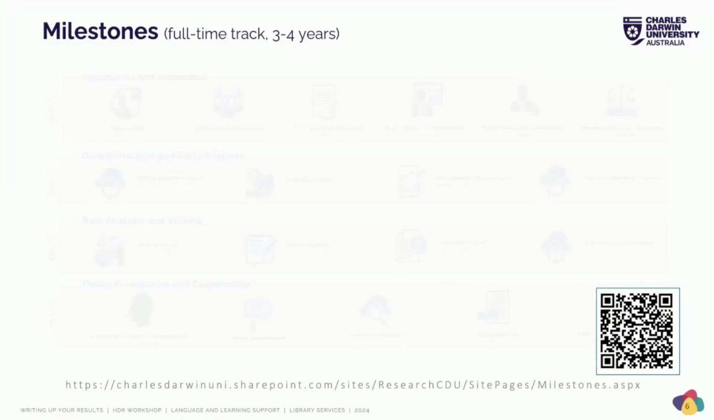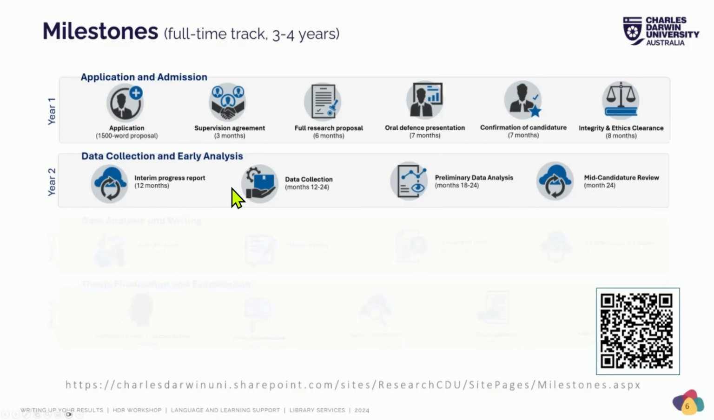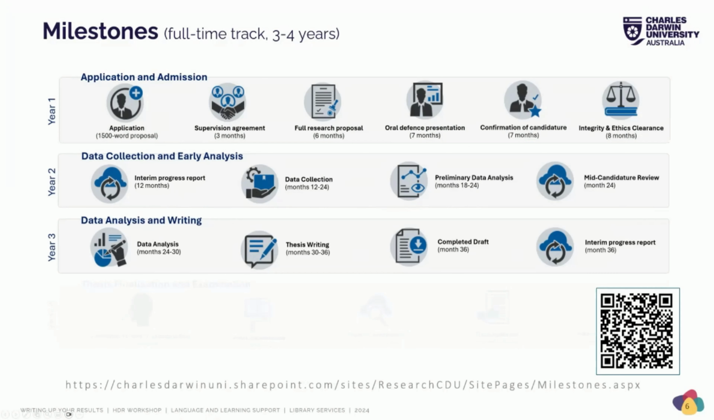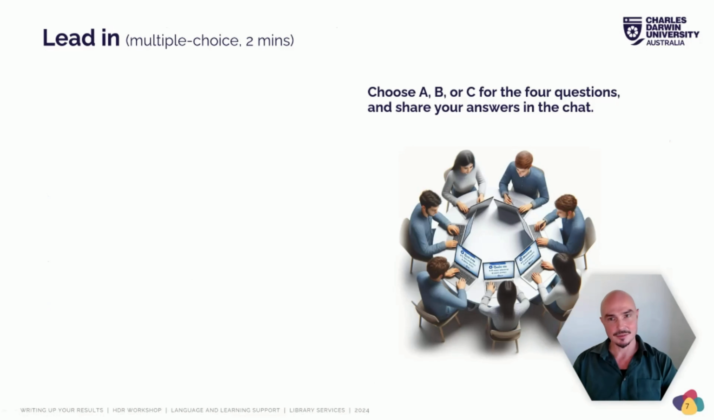This is the full-time track milestones for a PhD at the university. In the first year, it's about setting up your project, getting it confirmed and cleared. Second year is about data collection and preliminary analysis. Third year is mostly about writing, and the fourth year is submitting, presenting, and final approval. So this will be most relevant to people who've already collected their data and have analyzed it and are starting to write it up. To begin, let's do a practice quiz.